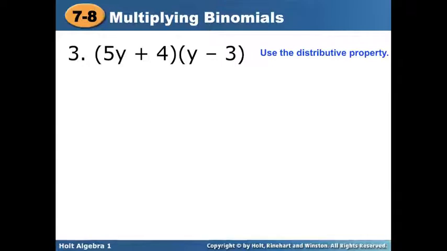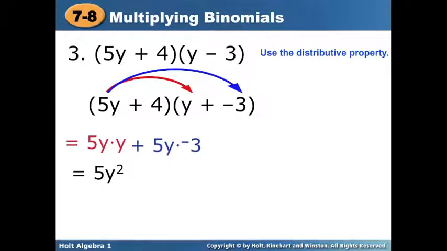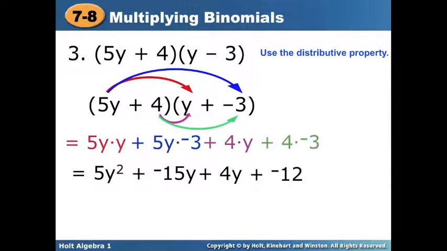Multiply using the distributive property. 5y times y is 5y squared. 5y times negative 3, if you needed to add the opposite, feel free to do so, but always be careful to see that this is a negative 3. That gives you a negative 15y. Continue to distribute. 4 times y is 4y. And 4 times negative 3 is negative 12.